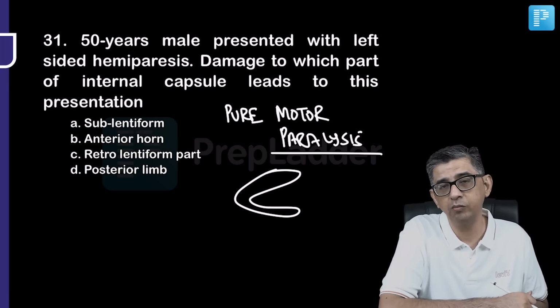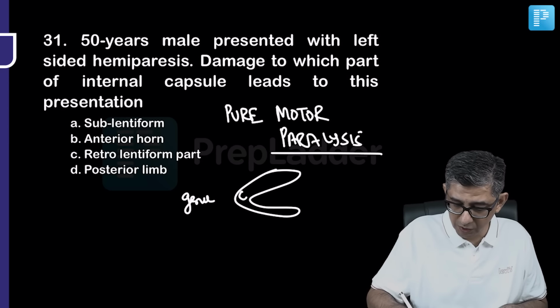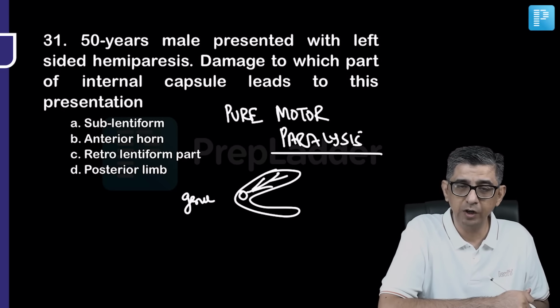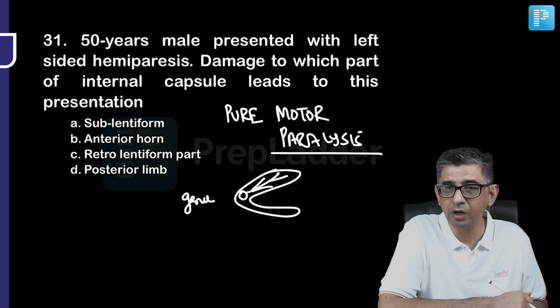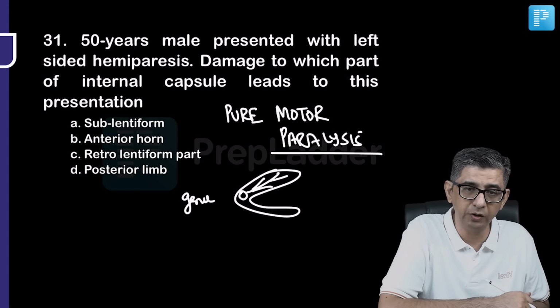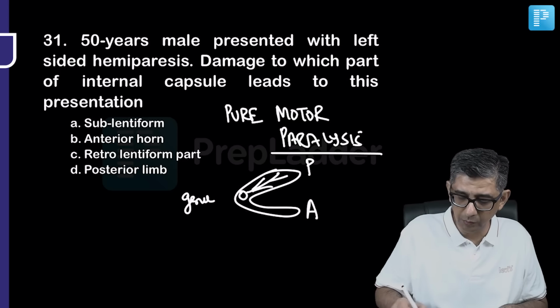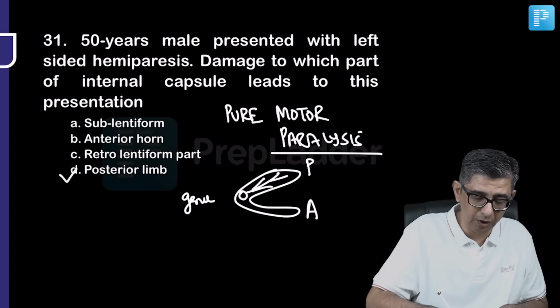We have an anterior limb, we have a genu, and then we have a posterior limb. And as you know from the representation in your anatomy classes, if it is the genu that is involved, then it would mainly be face weakness and tongue weakness in an individual, contributing to dysarthria. But if it is the posterior limb that gets involved, then the major manifestations of the patient would be arm and leg weakness. So the correct answer for this one would be posterior limb involvement.